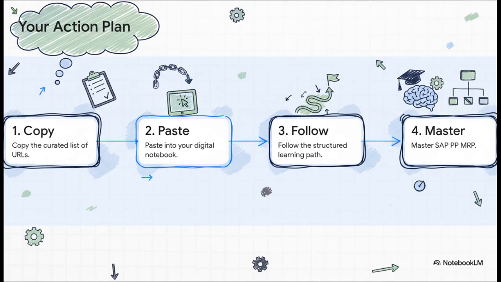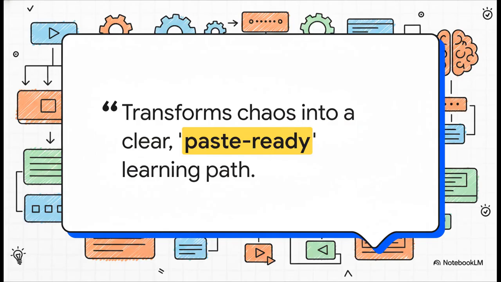So how do you put this all into action? It's a beautifully simple 4-step process. 1, copy the curated list. 2, paste it into your favorite digital notebook. 3, follow the structured path we just went over. And 4, you're on the fast track to actually mastering SAP MRP. It's that easy.